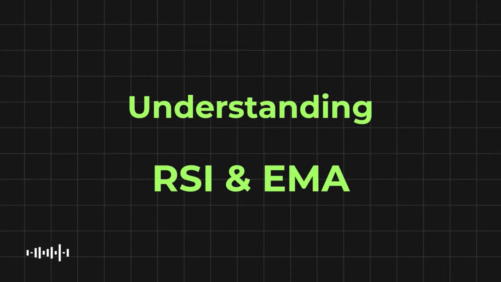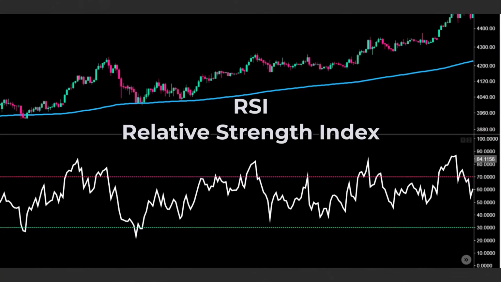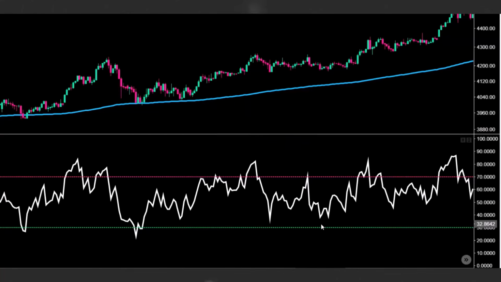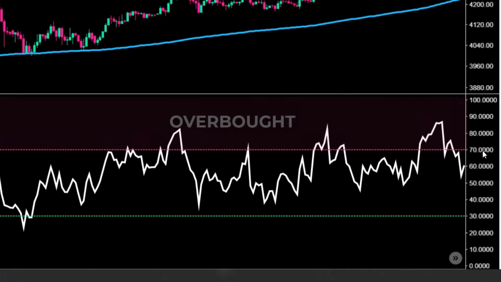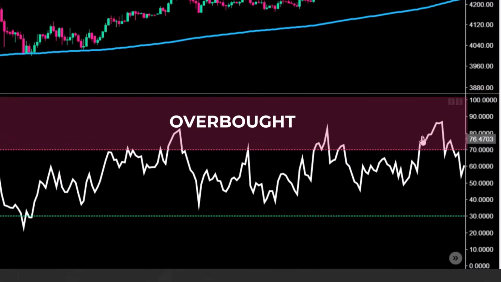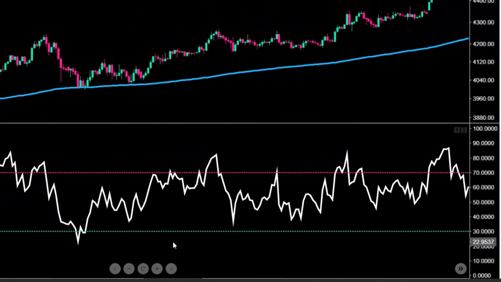Understanding RSI and EMA. Before we talk about the settings, let's quickly understand the indicators. First, RSI. RSI means Relative Strength Index. It shows momentum. It tells us if the market is strong or weak. The RSI value moves between 0 and 100. When RSI is above 70, the market is overbought. Price might go down. And when RSI is below 30, the market is oversold. Price might go up.